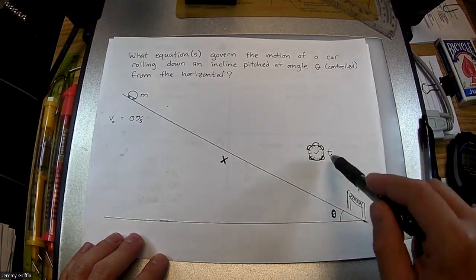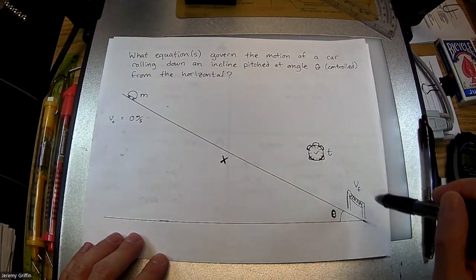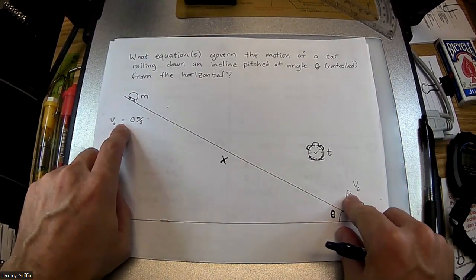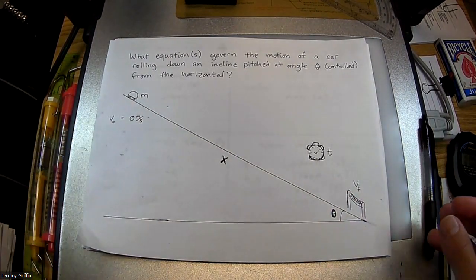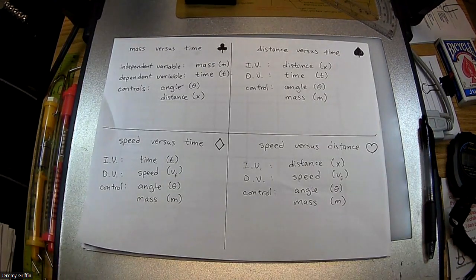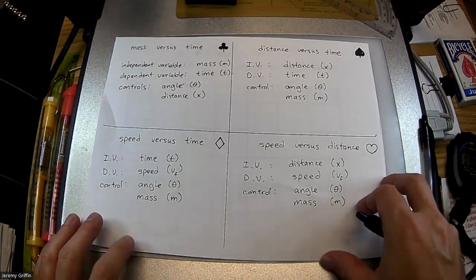See some kind of distance, some kind of time going on here. See the car's changing speeds, has some mass. That's a lot of variables. So I have to split you guys into groups and have you do different experiments. I'm going to divide you up into 4 different groups.